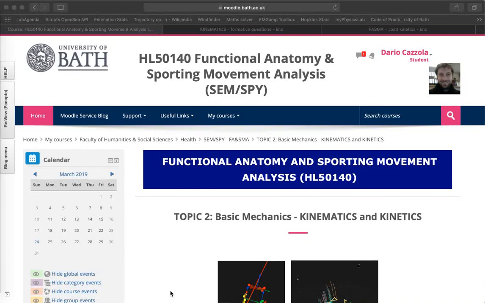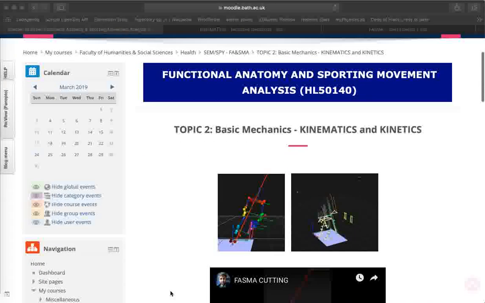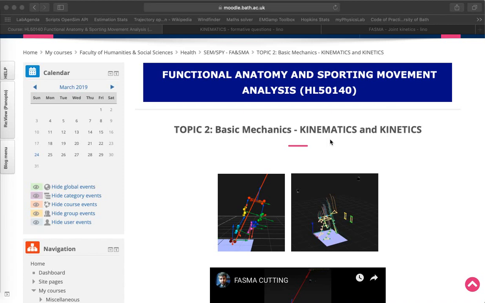This week I would like to leave you a quick message to go through the tasks that I left to you last week and quickly show you the tasks that I created for you for this week. So we are still on topic 2, basic mechanics. As you know, the tasks I left to you last week were related to analysis of movements, but more specifically kinetics and kinematics analysis of human motion.